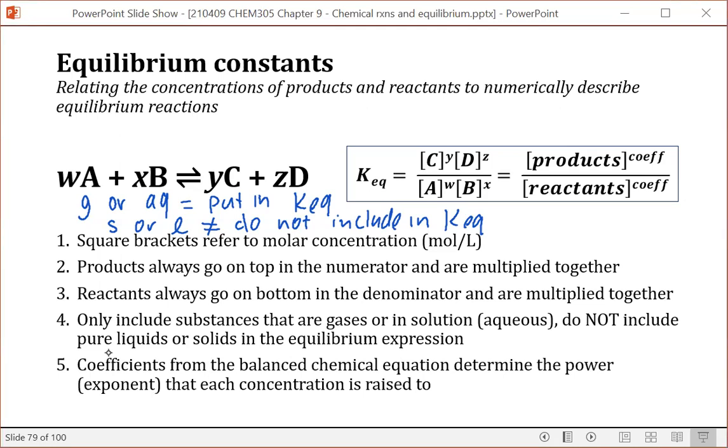And then again, the coefficients from the balanced chemical equation are used to determine the power, the exponent that each concentration is raised to. So in this general form of the equation I wrote, it's always the concentration of each product raised to the power of its coefficient from the balanced chemical equation, and you multiply that together for each product. And then on the bottom, it's always reactants raised to the power of their coefficient from the balanced chemical equation.